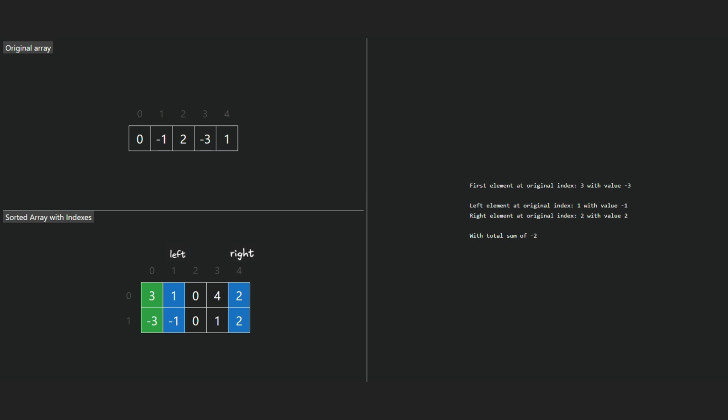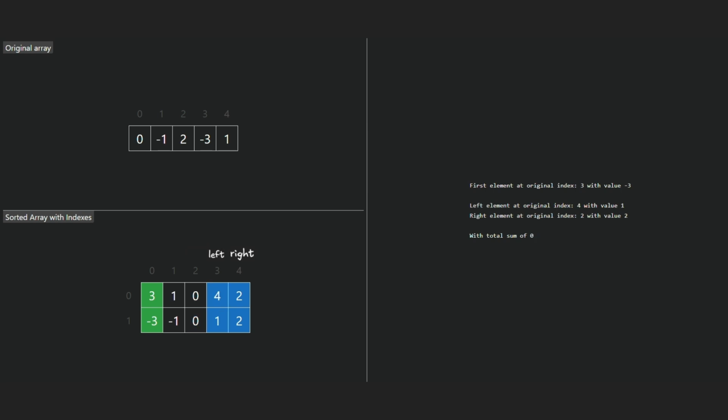Left at 1, the value is -1, original index 1. Right at 4, the value is 2, original index 2. Sum is -1 plus 2 equals 1, which is less than 3. Increment left. Left at 2, the value is 0, original index 0. Right at 4, the value is 2, original index 2. Sum is 0 plus 2 equals 2, less than 3.